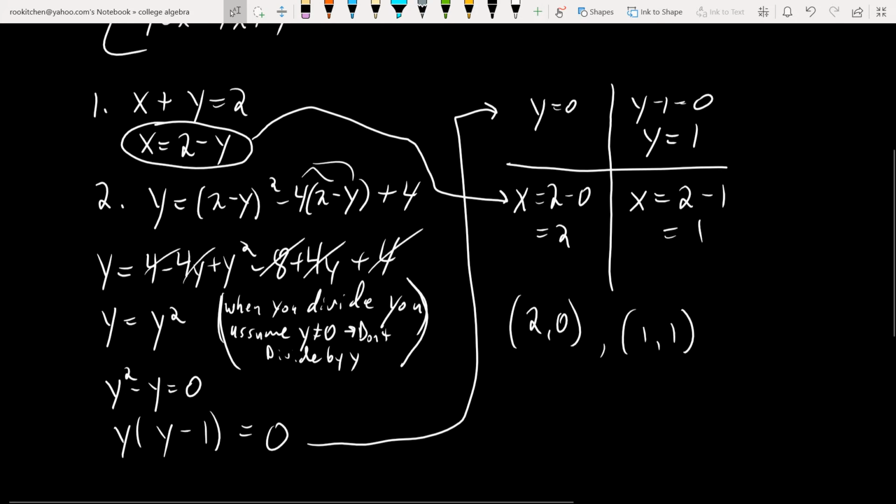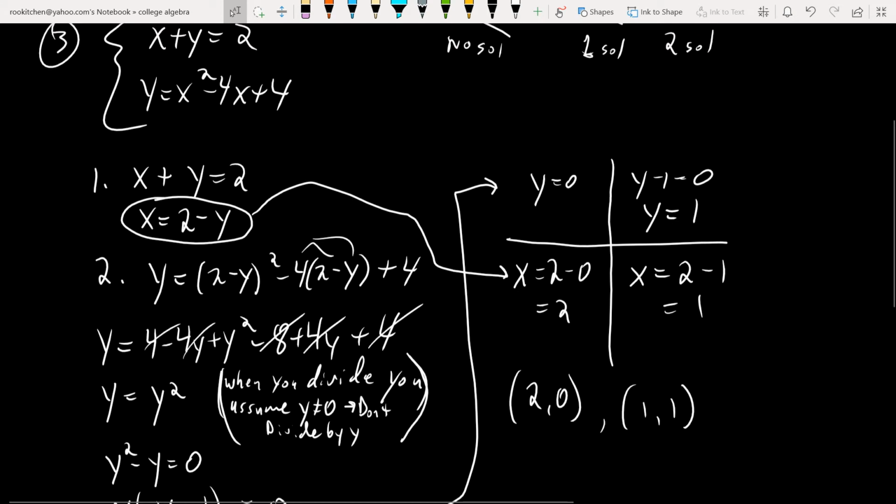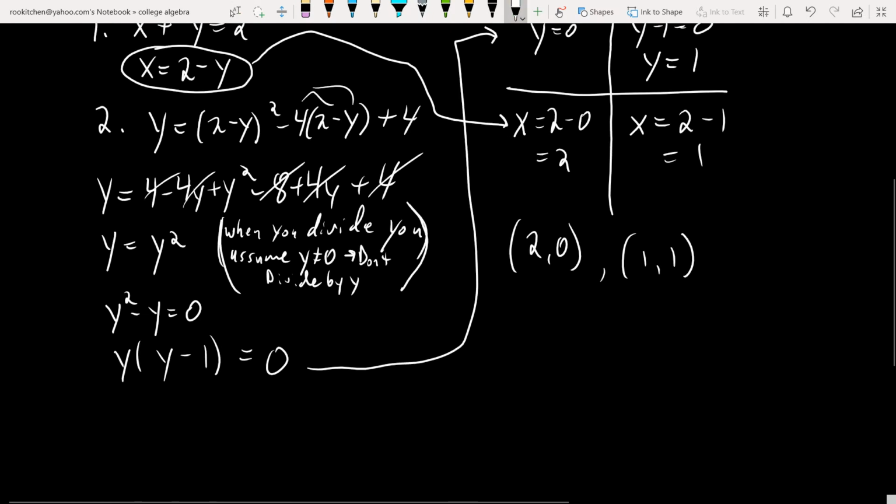And then I recommend going back to the original equation and just spot checking, making sure both ordered pairs work. So 2 plus 0 is 2, first one works. 1 plus 1 is 2, that works. And then 2 squared is 4, minus 8 is negative 4, plus 4 is 0, that works. 1 minus 4 plus 4 is 1, so (1, 1) works, and that's our solution set right there.